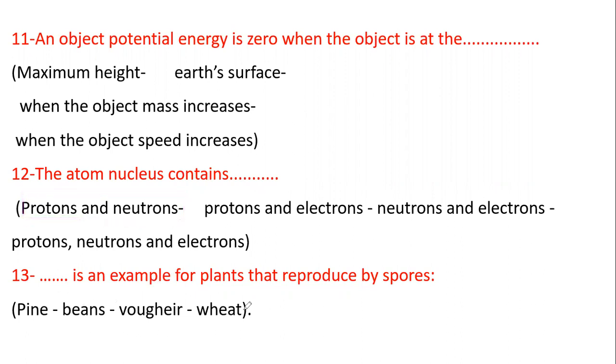Number 13. What is an example for plants that reproduce by spores? Spores, like ferns, yeah? So it is what? Voyager, yes, this one. Voyager and adiantum. So this one is produced by spores.